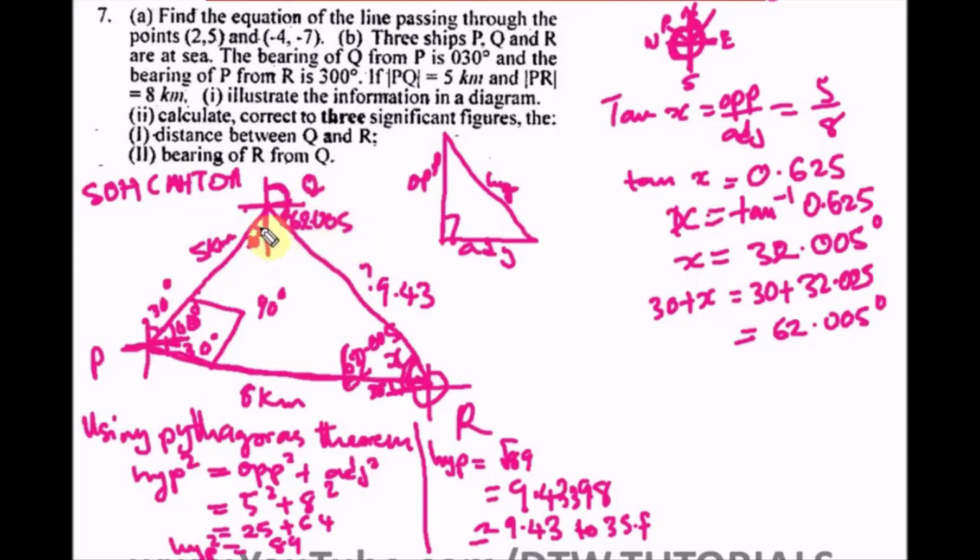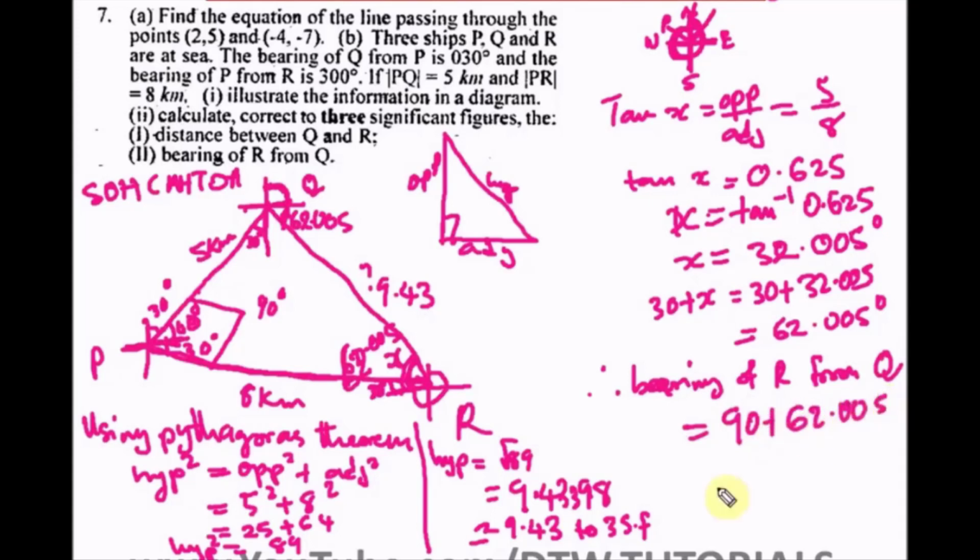So all you need to do now to get the bearing of arrow from Q will be from this point to this point, which will be 90 plus 62.005. So you state, bearing of arrow from Q is equal to 90 plus 62.005. So you are going to have 152.005.